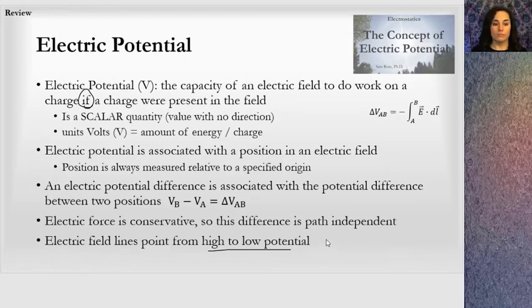So positive charges move along the electric field lines, and they will move from high to low potential. It's like positive charges fall in an electric field, whereas negative charges move from low to high potential and they rise in an electric field. So that's an oddity, and we'll keep that in mind as we think about electric potential energy. Is a charge gaining energy or losing energy? Which direction do we expect them to move in the electric field? We'll keep all that in mind.